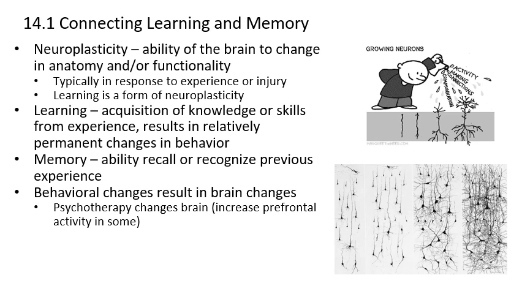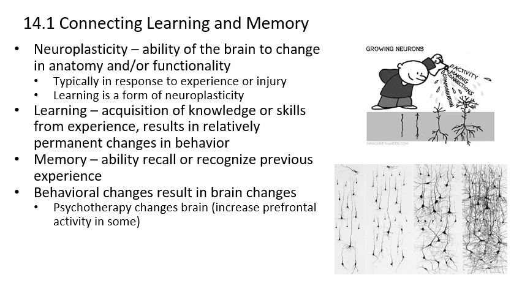So section 1, connecting learning and memory. We're going to be talking about neuroplasticity a lot, which, if you remember from earlier sections, is the ability of the brain to change in its anatomy and/or its functionality. This is typically in response to experience or injury, and learning is, of course, a form of neuroplasticity.